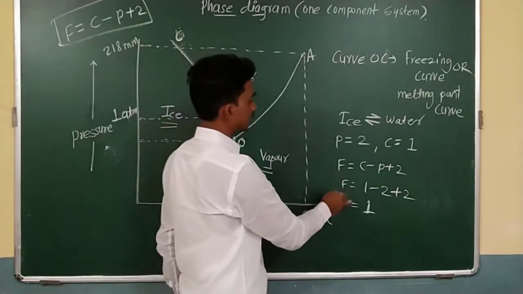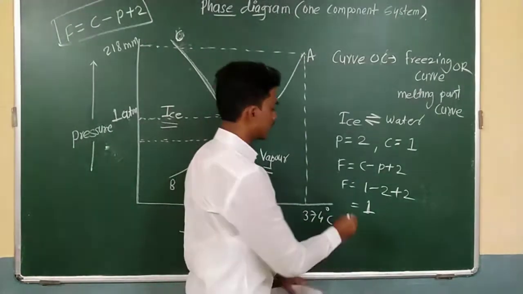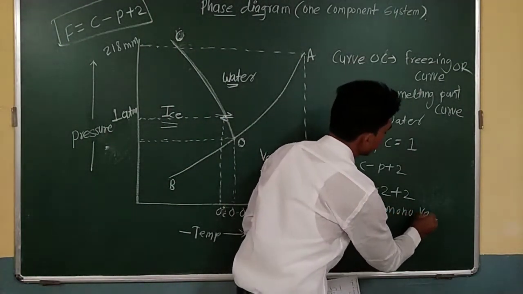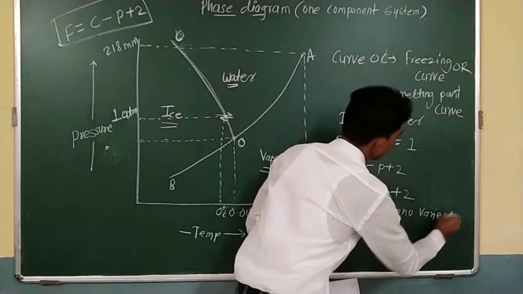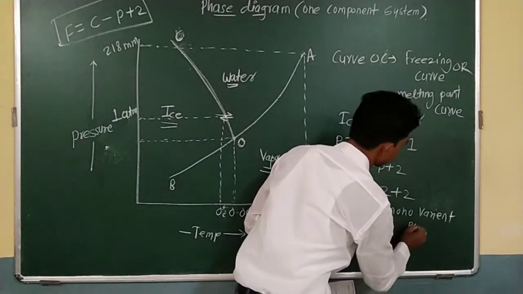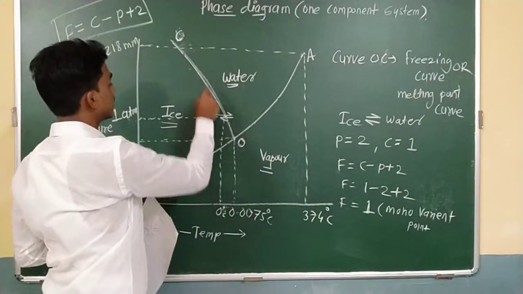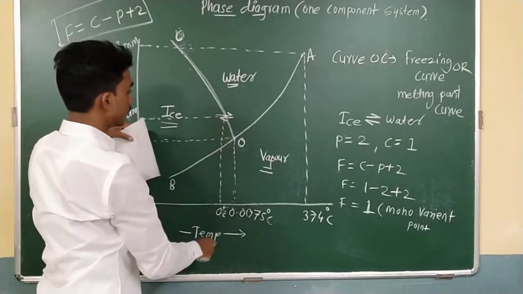The number of degrees of freedom is how many? 1. F is equal to 1. So I can say this is a monovariant point. That point is known as a monovariant point.